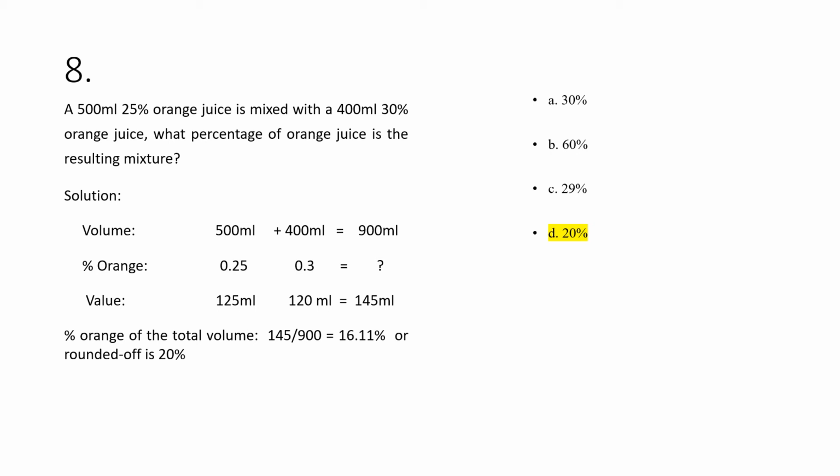So for the 500 ml at 25%, that will be 125 ml of orange juice. And for the 400 ml at 30%, that will be 120 ml. Therefore, for the total of 900 ml, 245 ml of that will be orange juice. The percentage of orange in the total volume will be 145 divided by 900, which is equal to 16.11, or rounded off, 20%.